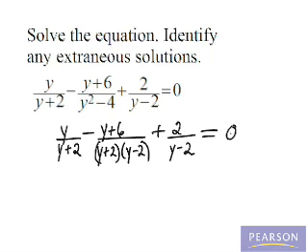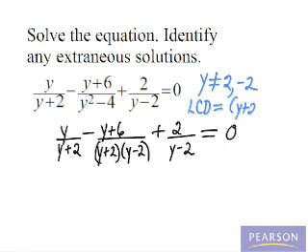By inspecting the denominators, we see that the solution cannot be 2 or negative 2. So y cannot equal 2 or negative 2. We also see that the least common denominator for this problem is the product of y plus 2 times y minus 2.